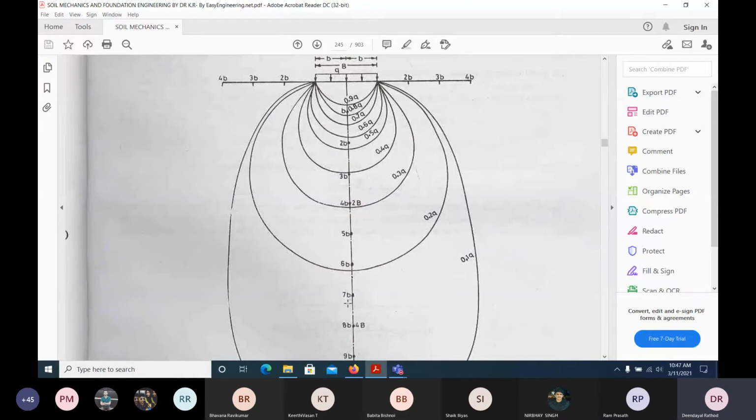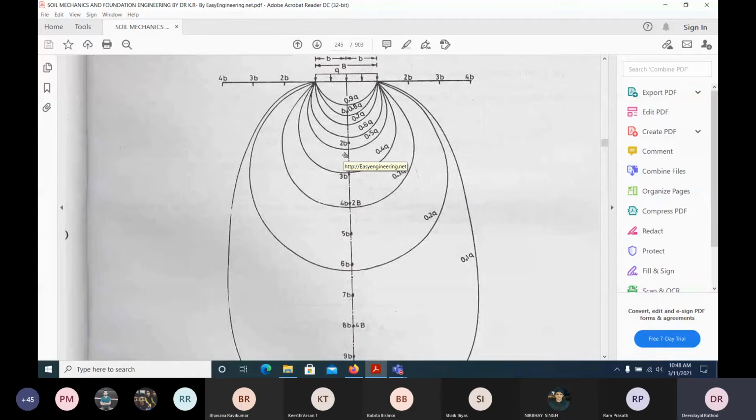Generally, the IS code says, suppose B is the width of the footing, we have to do the soil exploration, or worry about the soil, up to a depth of 2B. That means this is B, and up to here is 2B. So we should know the soil condition up to 2B when we design a building.